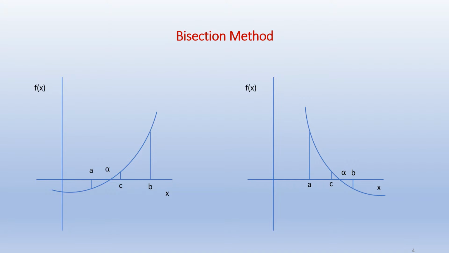Once we establish, for example on the left hand side, A and C as the new x values, we need to bisect this once again, and we come out with a new C value consisting of A plus the old C divided by 2, and we continue this procedure.